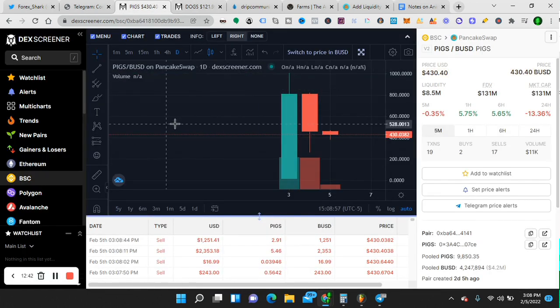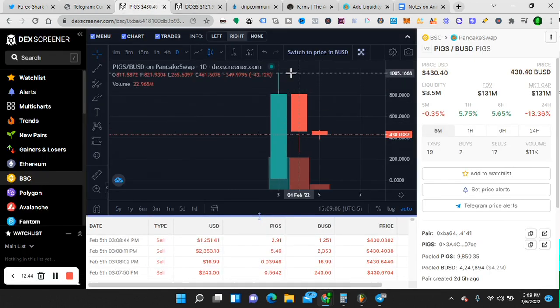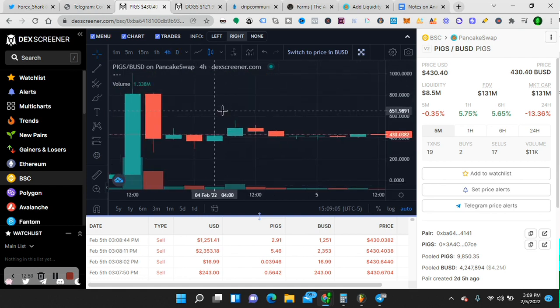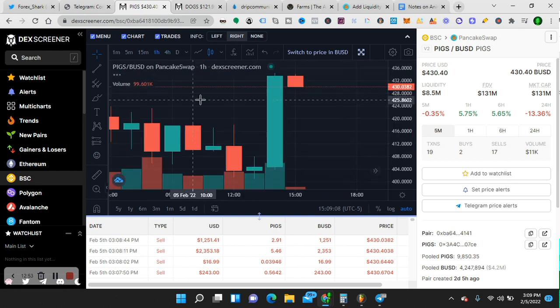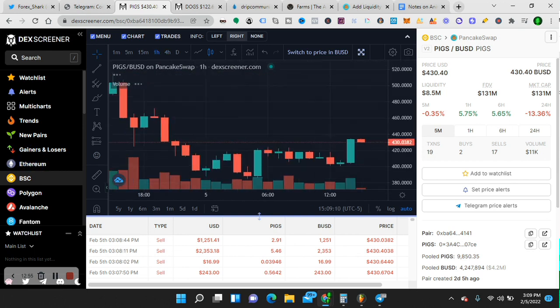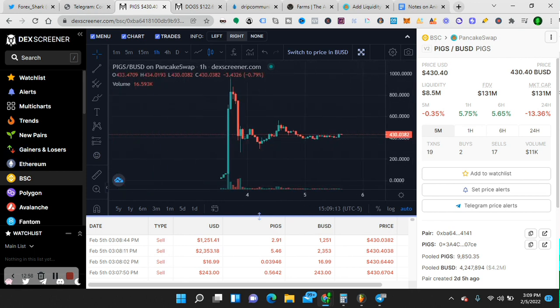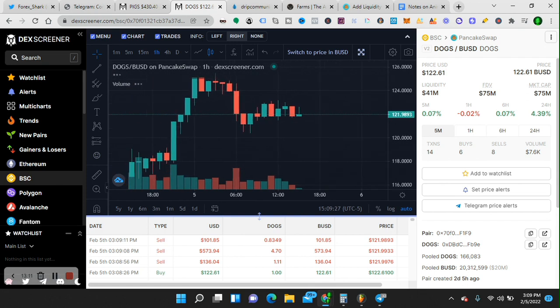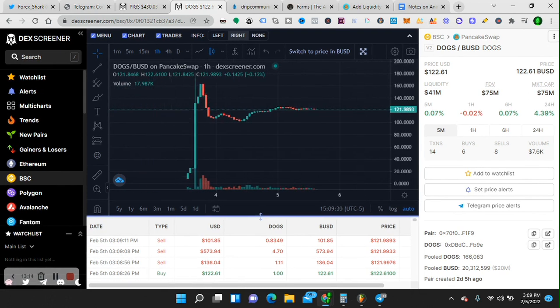So if we look at the Pig token, right here's the 1-day chart, right? It jumped up to 1,000. Right now it's back down to 430. If we look at the 4-hour chart, and we look at the 1-hour chart right there, we can see what's going on, right? So it's been pretty consistent since the launch. And I'm thinking we're going to see a nice pump according to what he's saying and the information that he's given. Let's look at the 1 hour on the Dog token. Similar pump, very consistent, pretty stable in the price range, right?